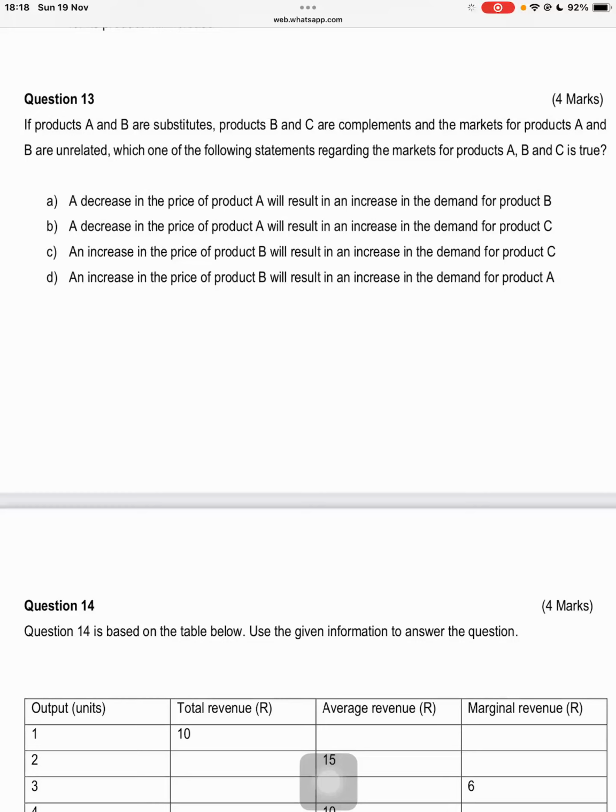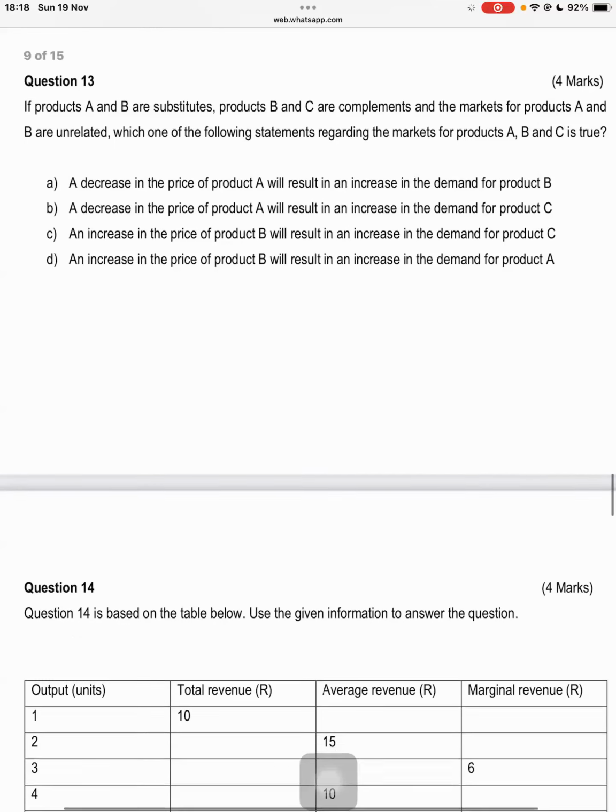One question regarding the question paper. I was not able to attend last week's session. Is it possible that you can kindly share the question paper so that I can also follow along on my side? All right, all right.